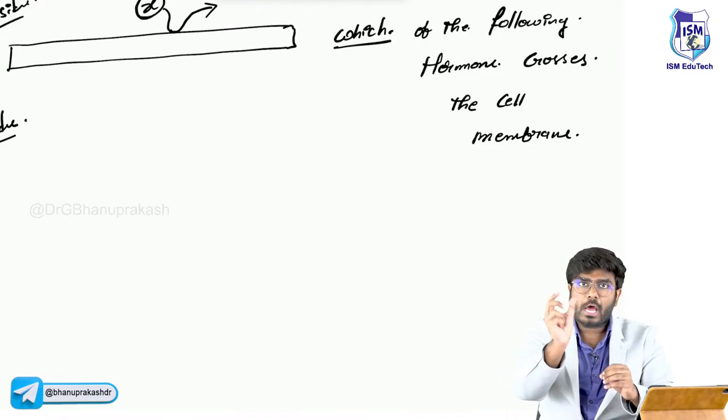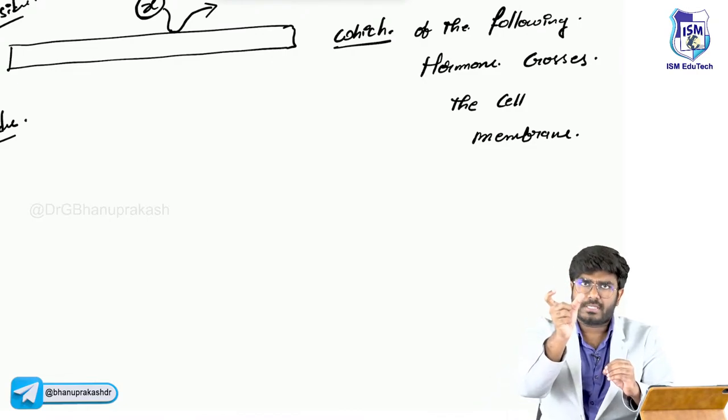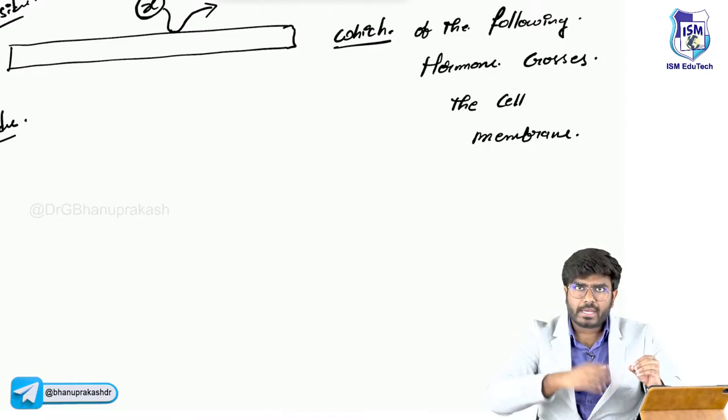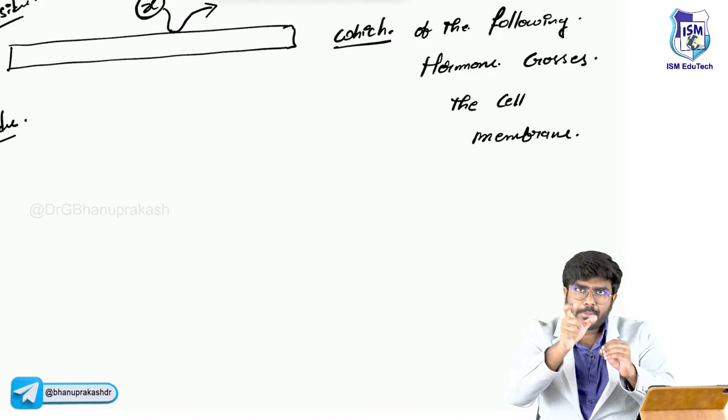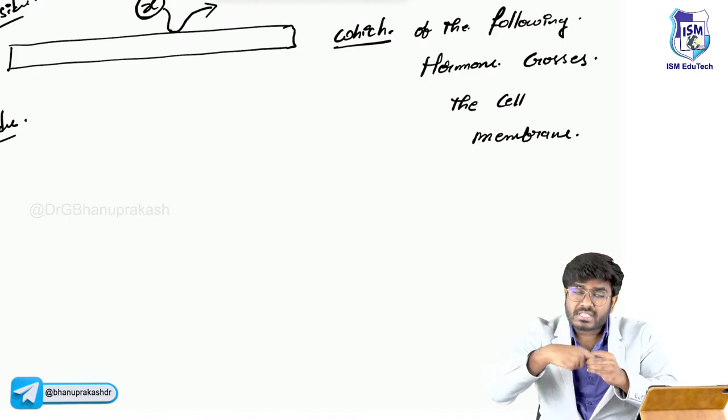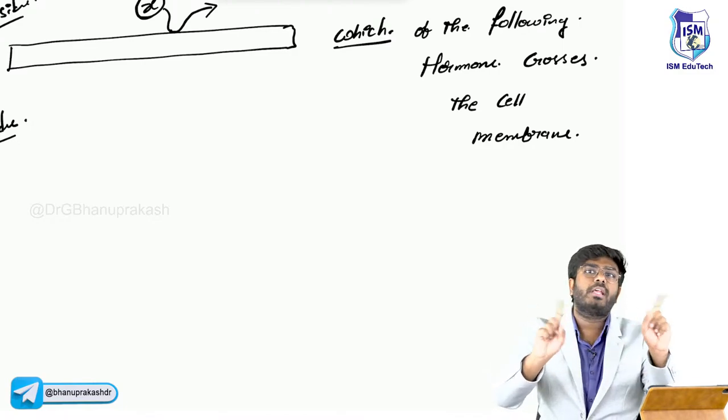Imagine there is this one hormone, sir. For example, insulin. Let's take insulin. This insulin hormone is coming from the pancreas. You know, pancreas produces the insulin. Insulin is coming and it is acting on the cell. Now, this insulin, can it go into the cell? No, it cannot go, sir.